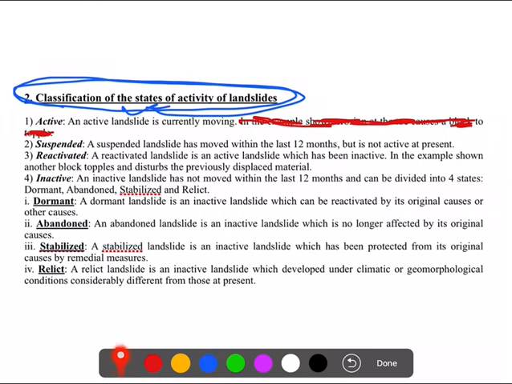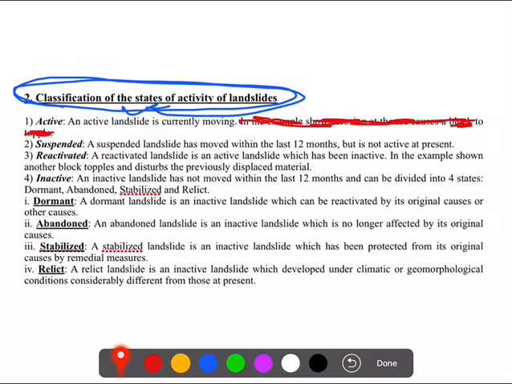A suspended landslide is a landslide which has moved within the last 12 months, but it is not active at present. It has shown some movement in the last one year. It is suspended for the time being, but there is some movement observed in the last year. So that is called a suspended landslide.